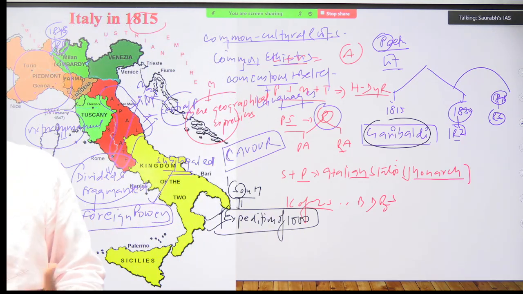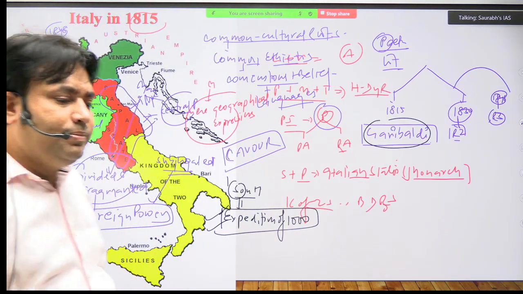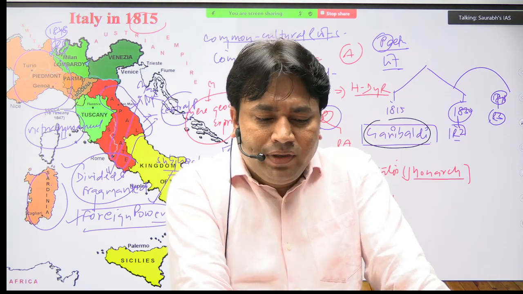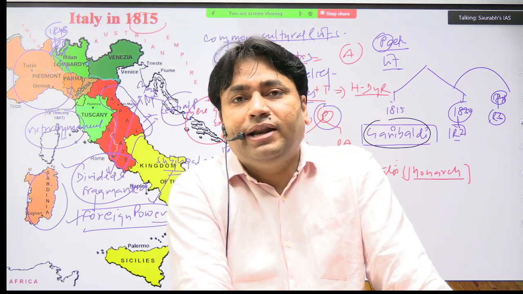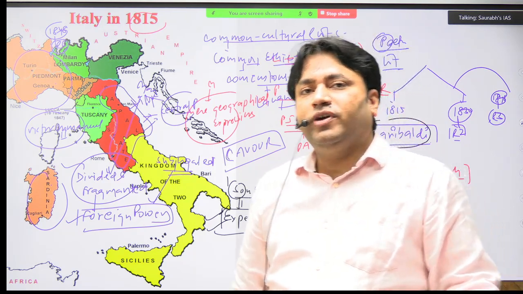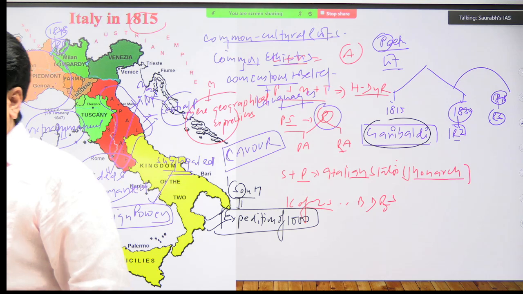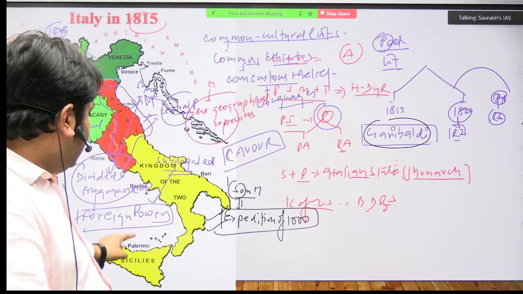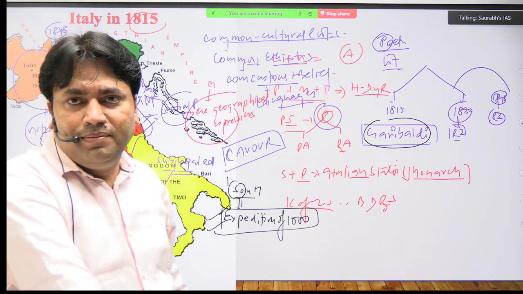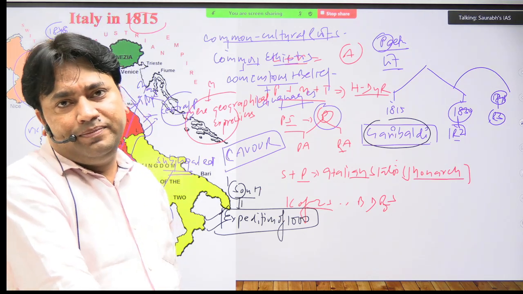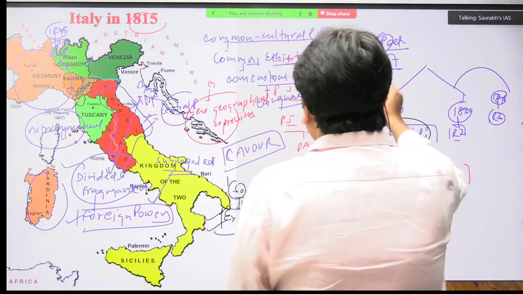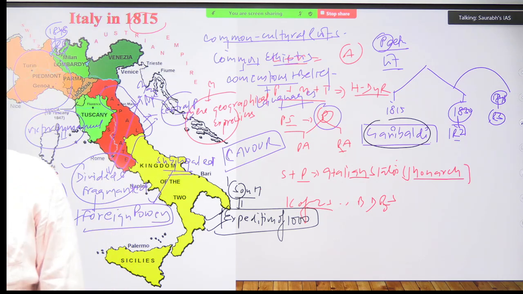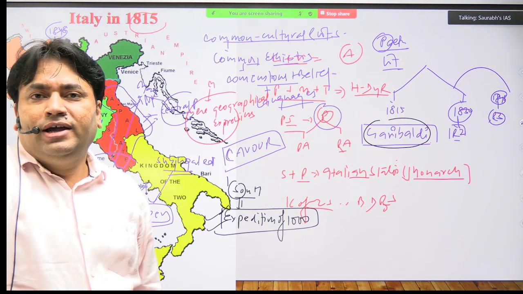The people helped and supported Garibaldi forces, and in this way, the kingdom of two Sicilies became part of Italy. कितना आसान है? In this way, the kingdom of two Sicilies became part of Italy.